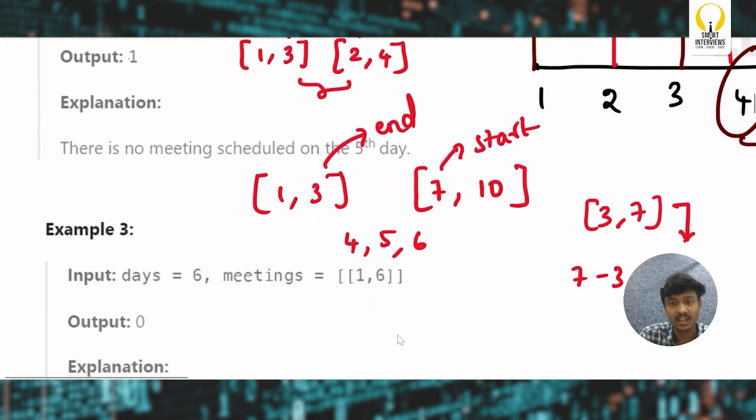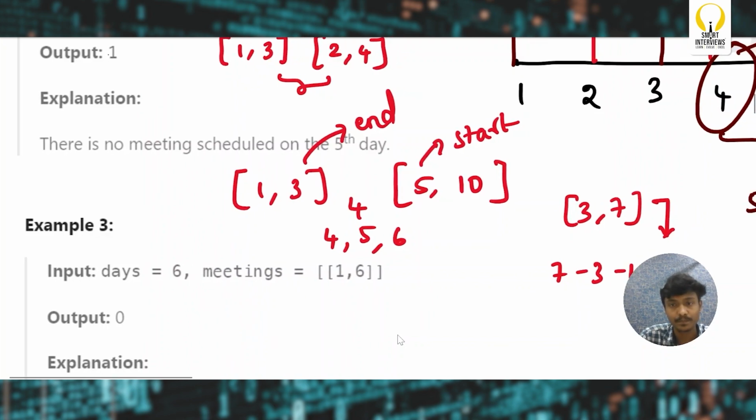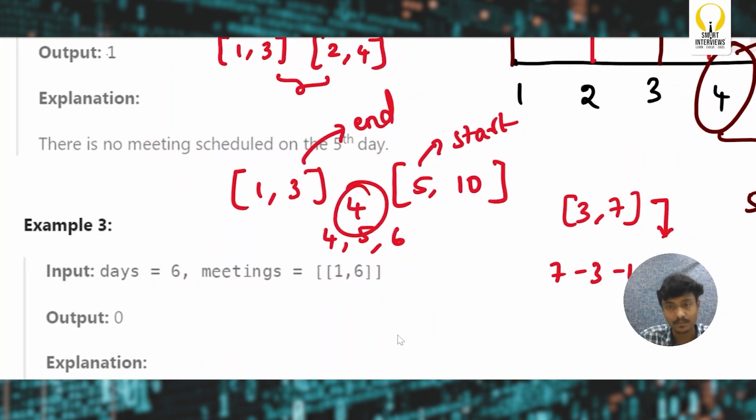Let's say instead of 7, assume that you have 5 here. So there is at least one value, right? There is at least one value, 4, which I can consider as a free day. But how did I come to this conclusion? How did I actually come to it?